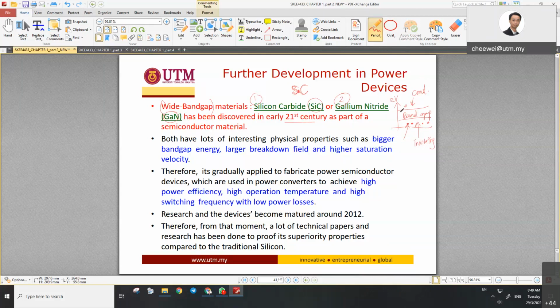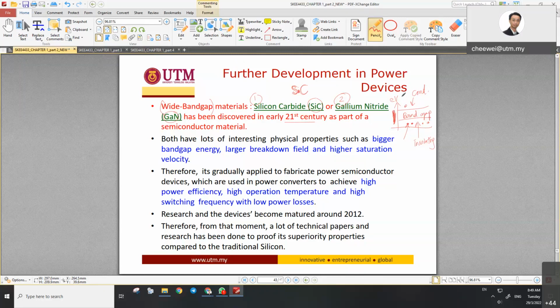So this depends on the material itself, whether it's a short band gap, just a small river. If you have a big gap, then it becomes a big river. Then you need more energy to jump across the big river. So these materials belong to wide band gap. This band gap is actually big. Silicon carbide and gallium nitride belong to very large band gap materials.